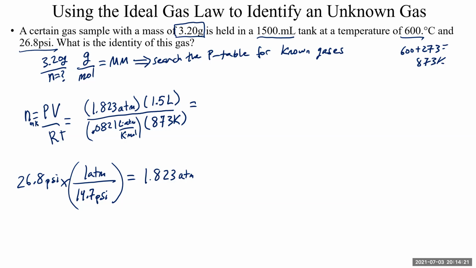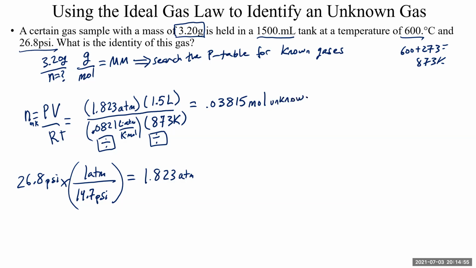So 1.823 times 1.5 liters divided by 0.0821 and divide again. Remember, any numbers in the bottom, divide. Use the divide key. And then divide by 873. I get 0.03815 moles of unknown gas.